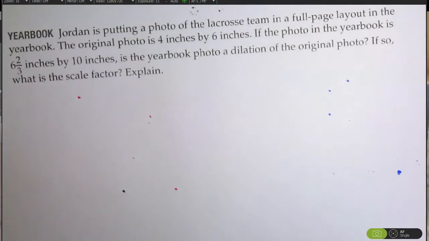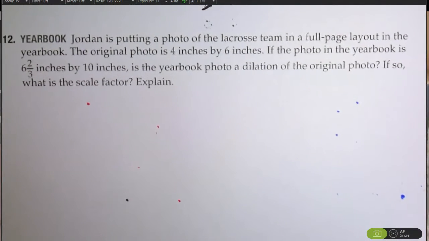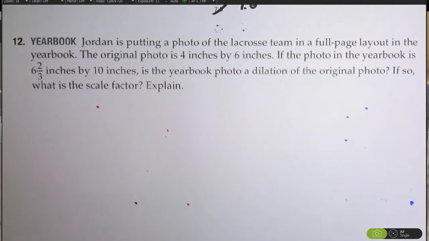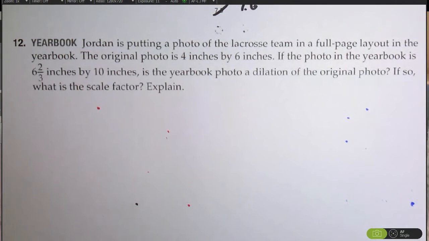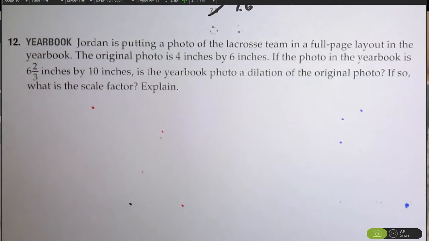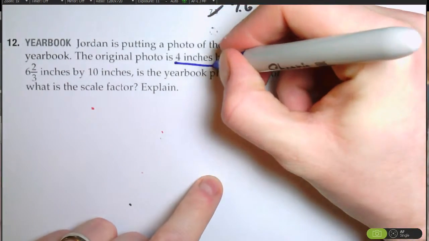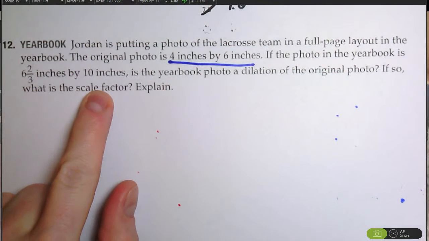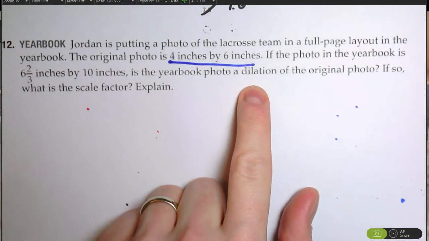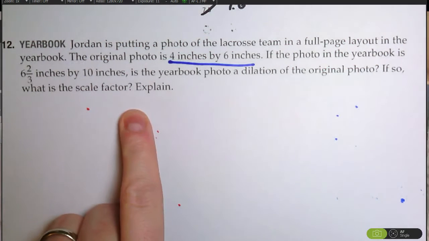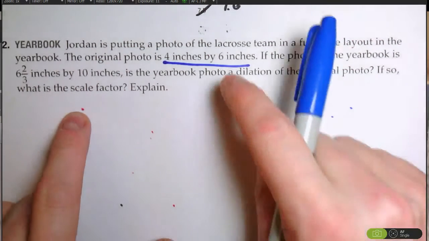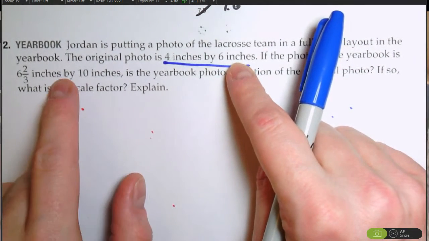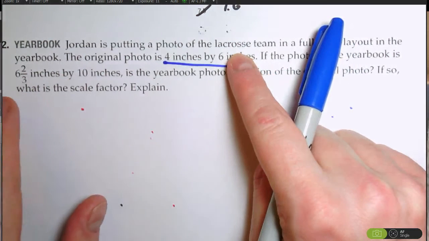Okay. Last type of problem. Verifying if something is an enlargement or reduction. So, number 12 of the book, Jordan is putting a photo of the lacrosse team in a full-page layout in the yearbook. The original photo is 4 by 6 inches. Okay, so here's original length, 4 by 6. If the photo in the yearbook is 6 2/3 by 10 inches, is it a dilation of the original photo? If so, what's the scale factor? So what we have to show is that, okay, it did get bigger, so it would be an enlargement, but did it get bigger proportionally?